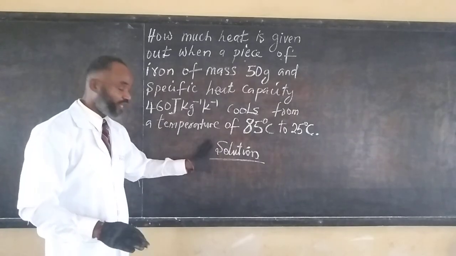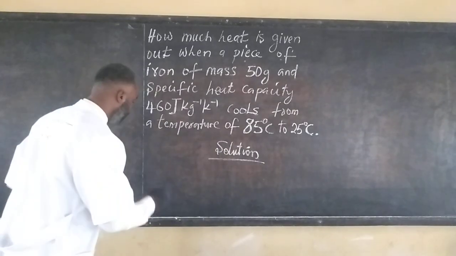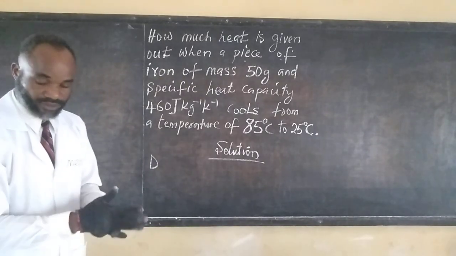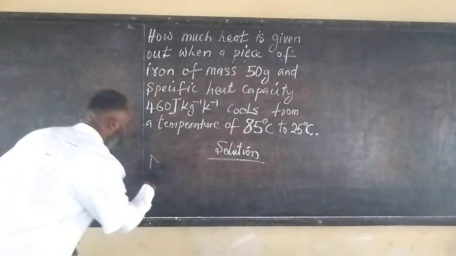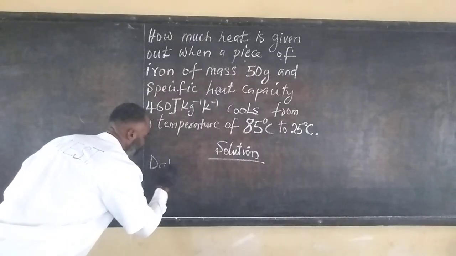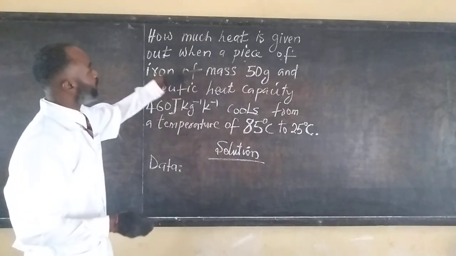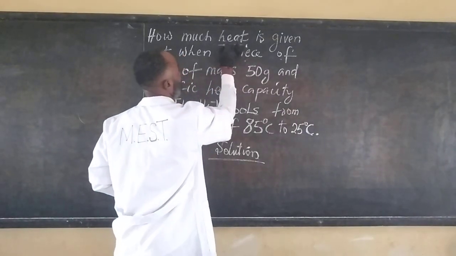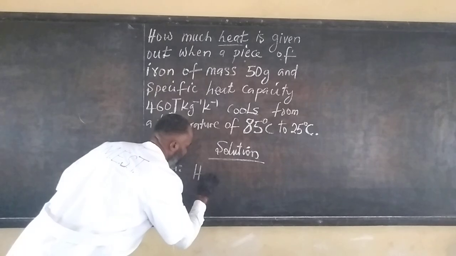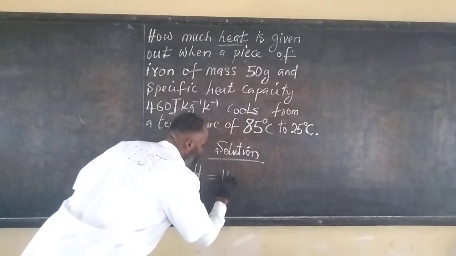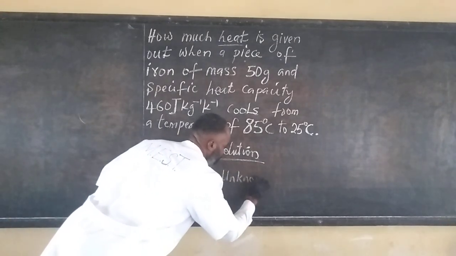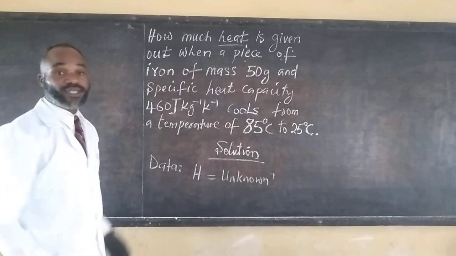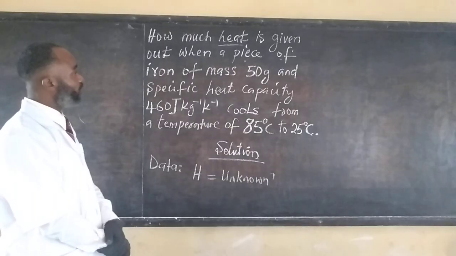The first thing, you write down your solution. The next thing to do, you bring out your data or parameters contained in the question. So let's bring out our data as contained in the question. The first one is how much heat? That means we're looking for heat. So heat, H, is completely unknown because we don't know the value yet. That makes things quite easy for us. Already we know what we're looking for.